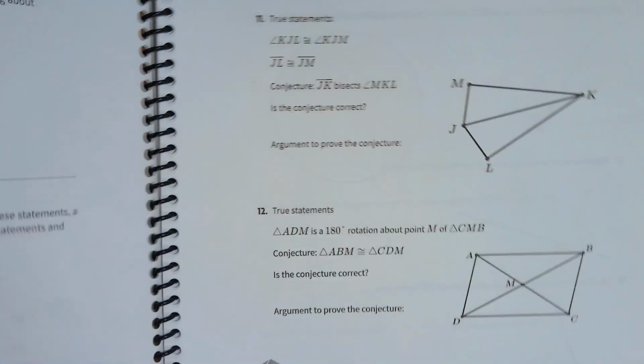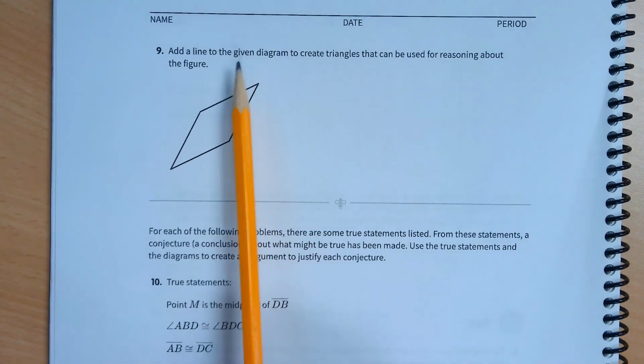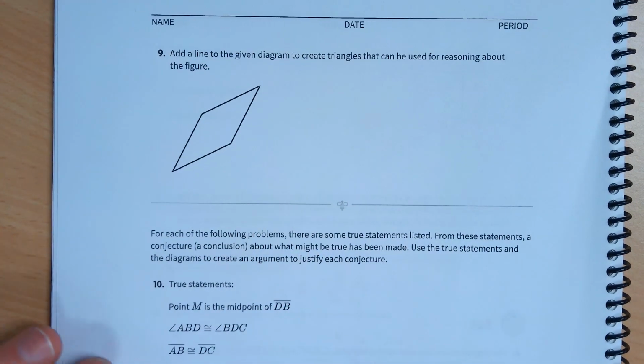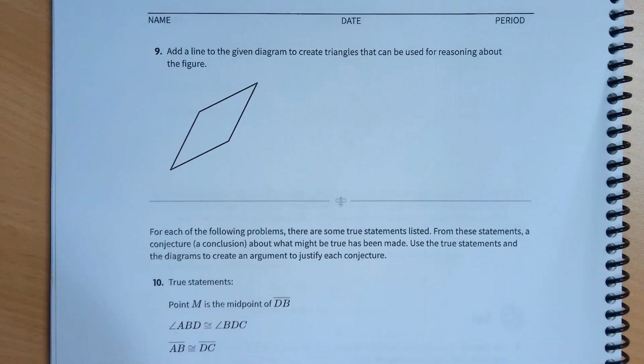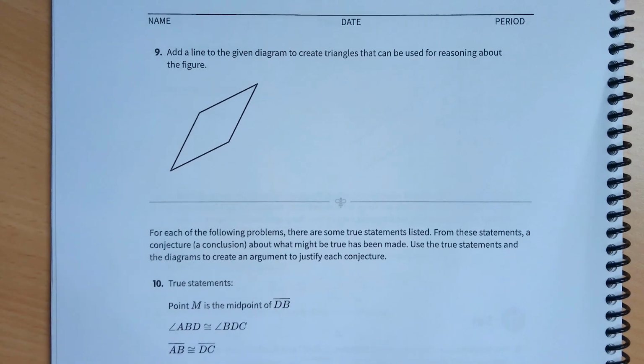And then add a line to the given diagram to create triangles that can be used for reasoning about the figure. Yeah, what would help you make some conclusions? Hint, it was in the lesson. It was the last part of the lesson where I said work on this.